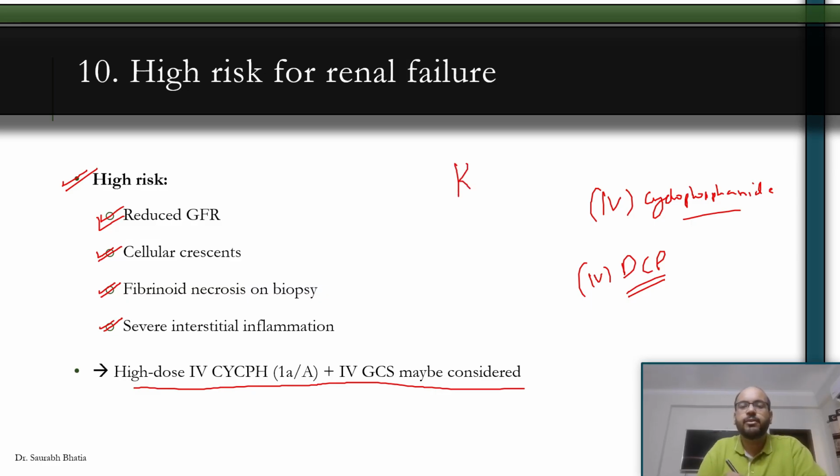Keep that in mind that you have to look at kidney function at all times. Make sure that you keep an eye on it. Okay, let's move forward.